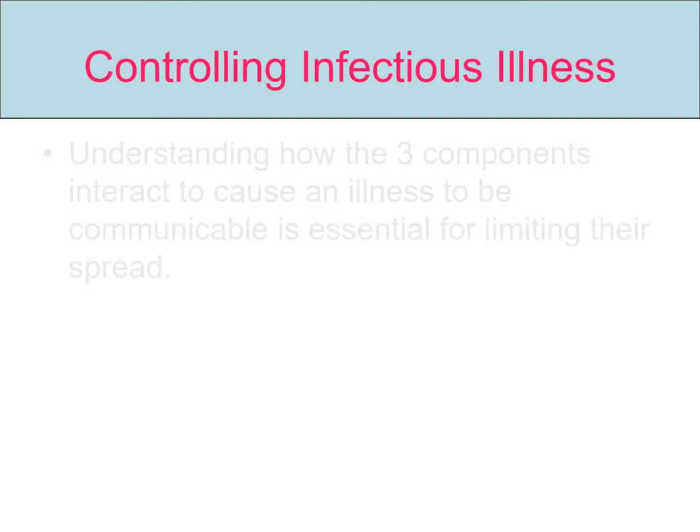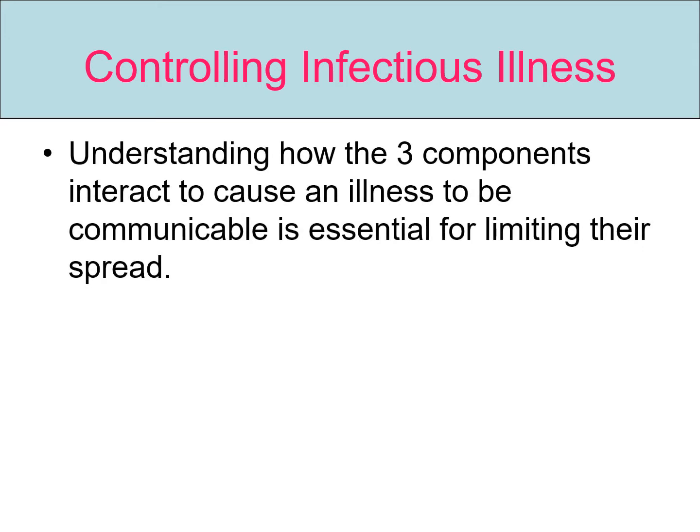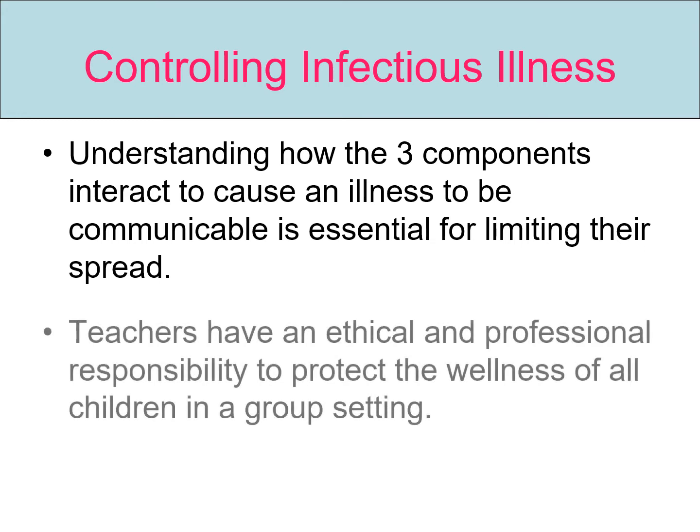So how do we control infectious illness? Well, we have to understand how the three components interact to cause an illness, and to be communicable is essential for limiting its spread. And teachers and professionals that work with children have an ethical and professional responsibility to protect the wellness of all the children in their care in a group setting.